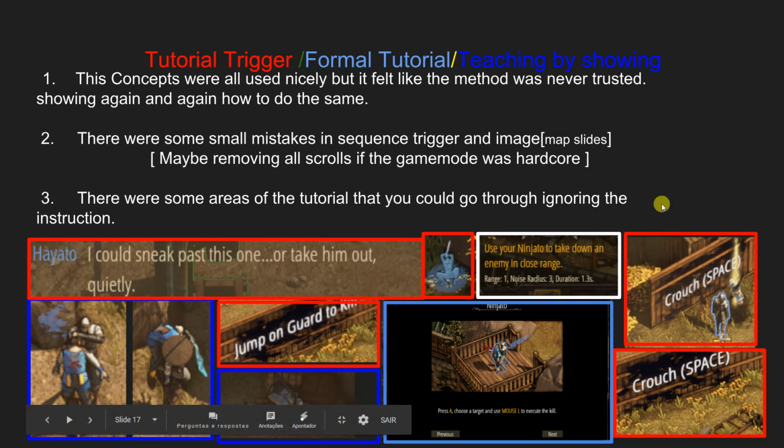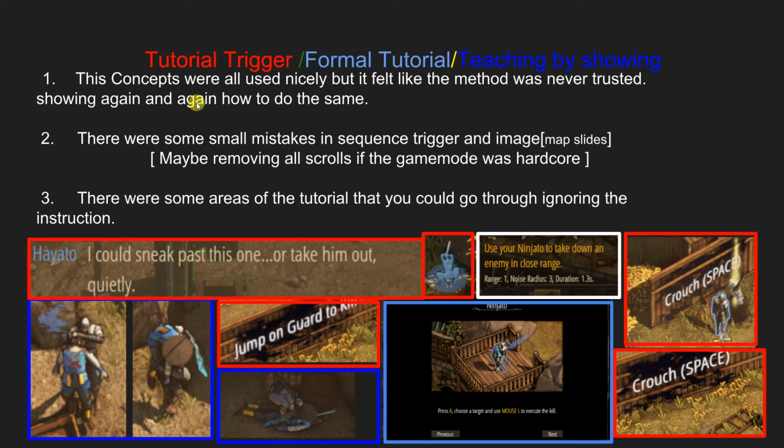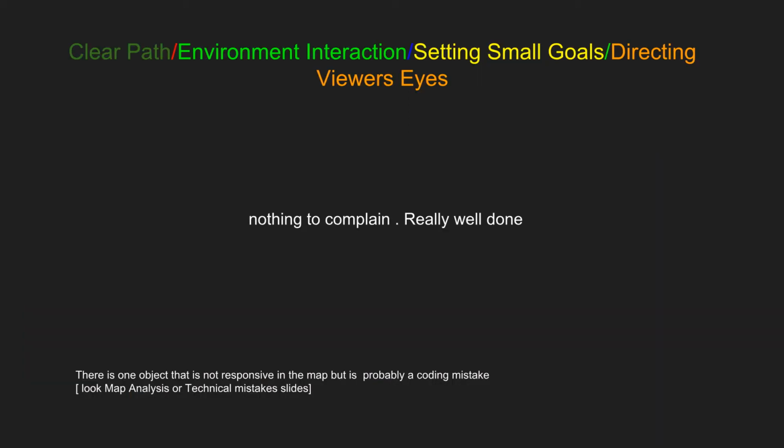And there are some places that are repetitive, like you have two places that say to crouch, and the first one is not a skill gate, crouching, so I wonder if it should be there. But yeah, tutorials, even though they're really well made, sometimes I feel like it's too much of the same. Clear path, environment interactions, setting small goals, and directing the viewer's eye, I don't think I have anything to complain about with that. And if I do, it's so minimal that it would just be mean of me to point it out.